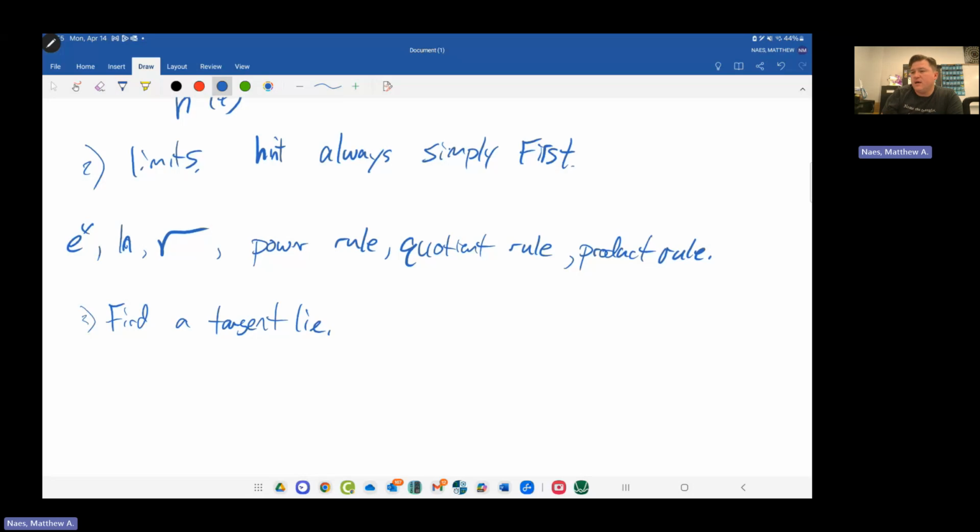You will be asked implicit differentiation, as well as profit and marginal profit functions.